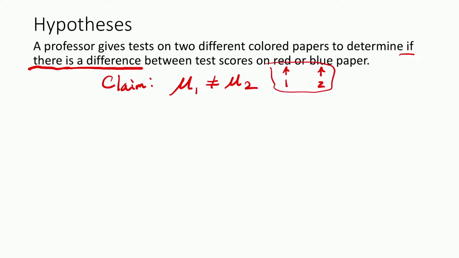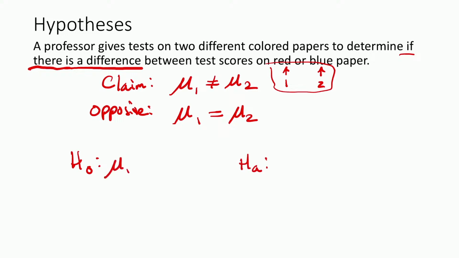So there's the claim, and then of course the opposite is that the averages are equal. And what we're really interested in is the null hypothesis and the alternative hypothesis.